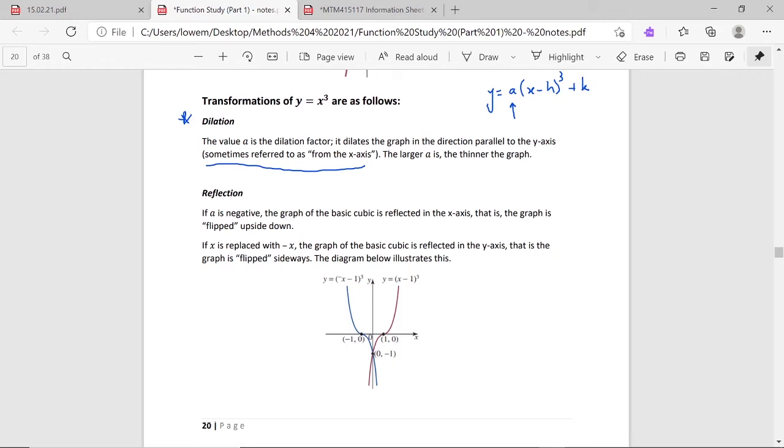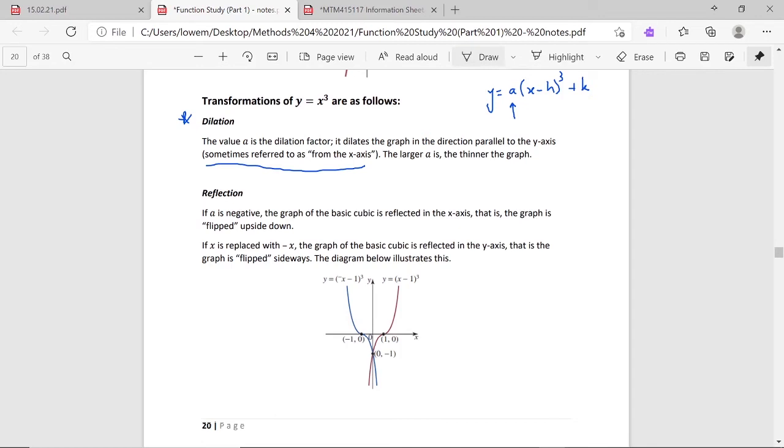If a is negative, then the graph of the basic cubic is reflected in the x-axis. It's flipped upside down. If x is replaced with negative x, then the graph of the basic cubic is reflected in the y-axis, so it's flipped sideways. This particular graph highlights that. Here we've got an example of y equals x minus 1 cubed. But if we have a negative in front of the x, negative x minus 1 cubed, then it's reflected sideways.